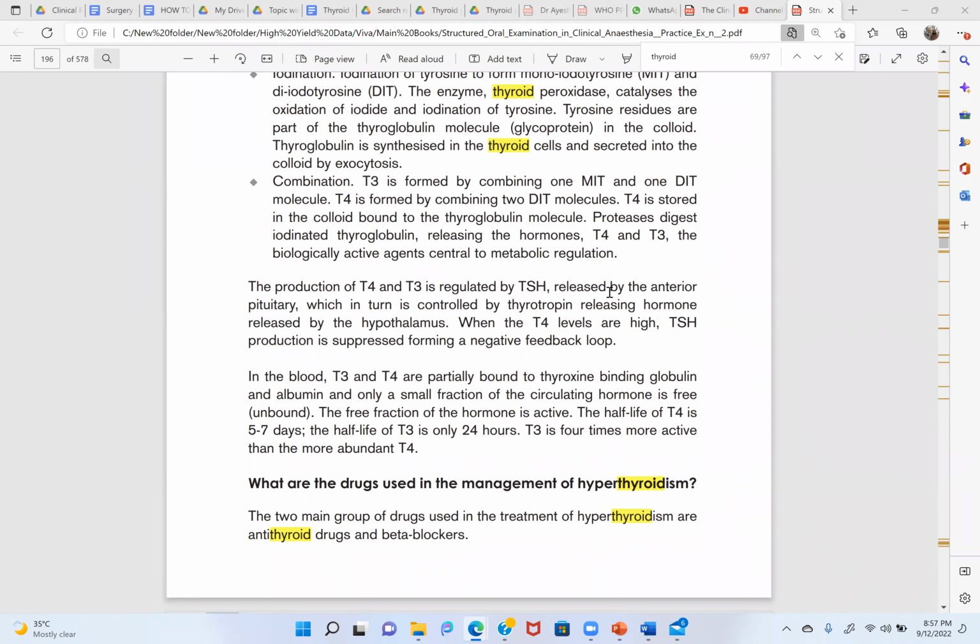The regulation is by TSH, and TSH is released by the pituitary, and the grandfather is the hypothalamus, from which comes TRH, thyrotropin-releasing hormone. There is a negative feedback loop controlling this. So please reconfirm this point about albumin and globulin, what is the exact effect in liver failure, whether more in globulin or albumin. I had read it, but I cannot recall it at the moment.